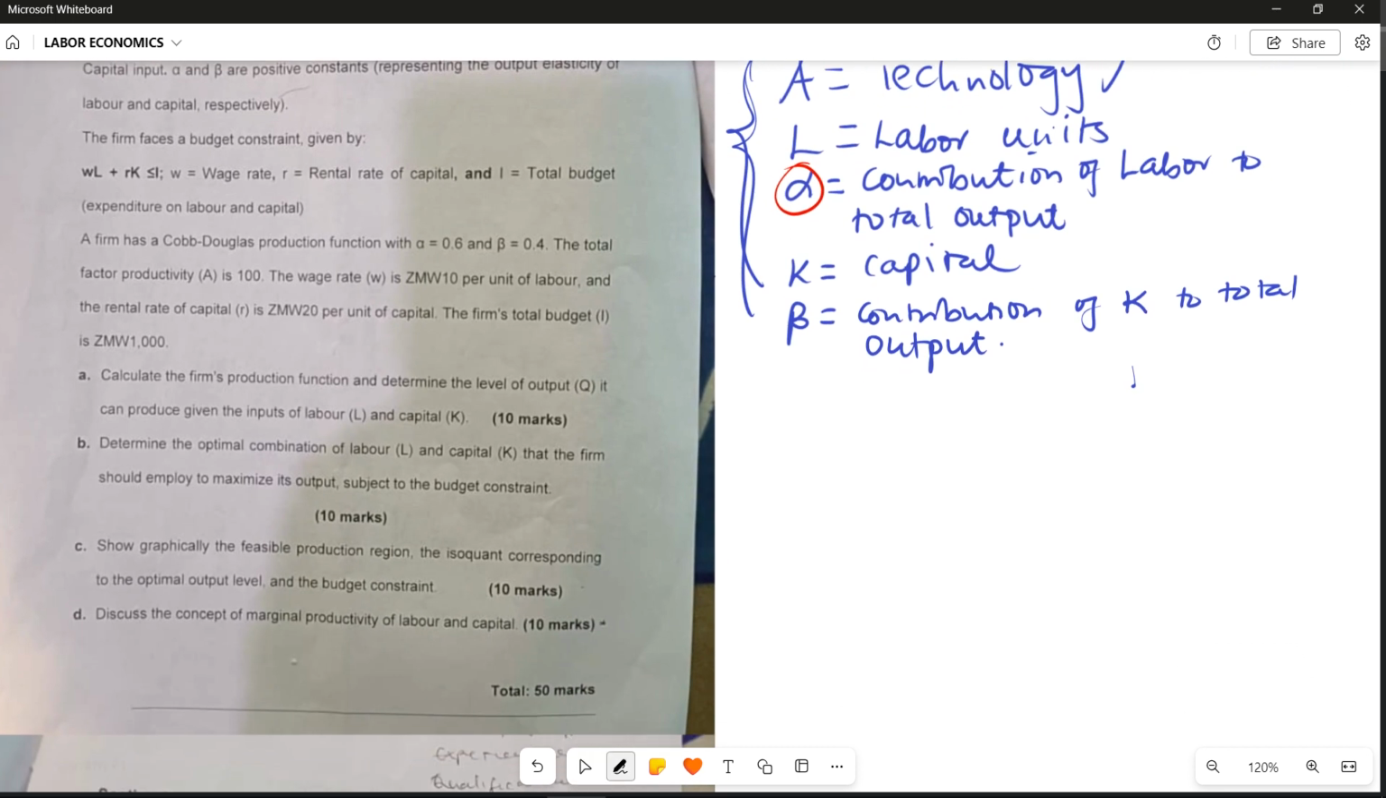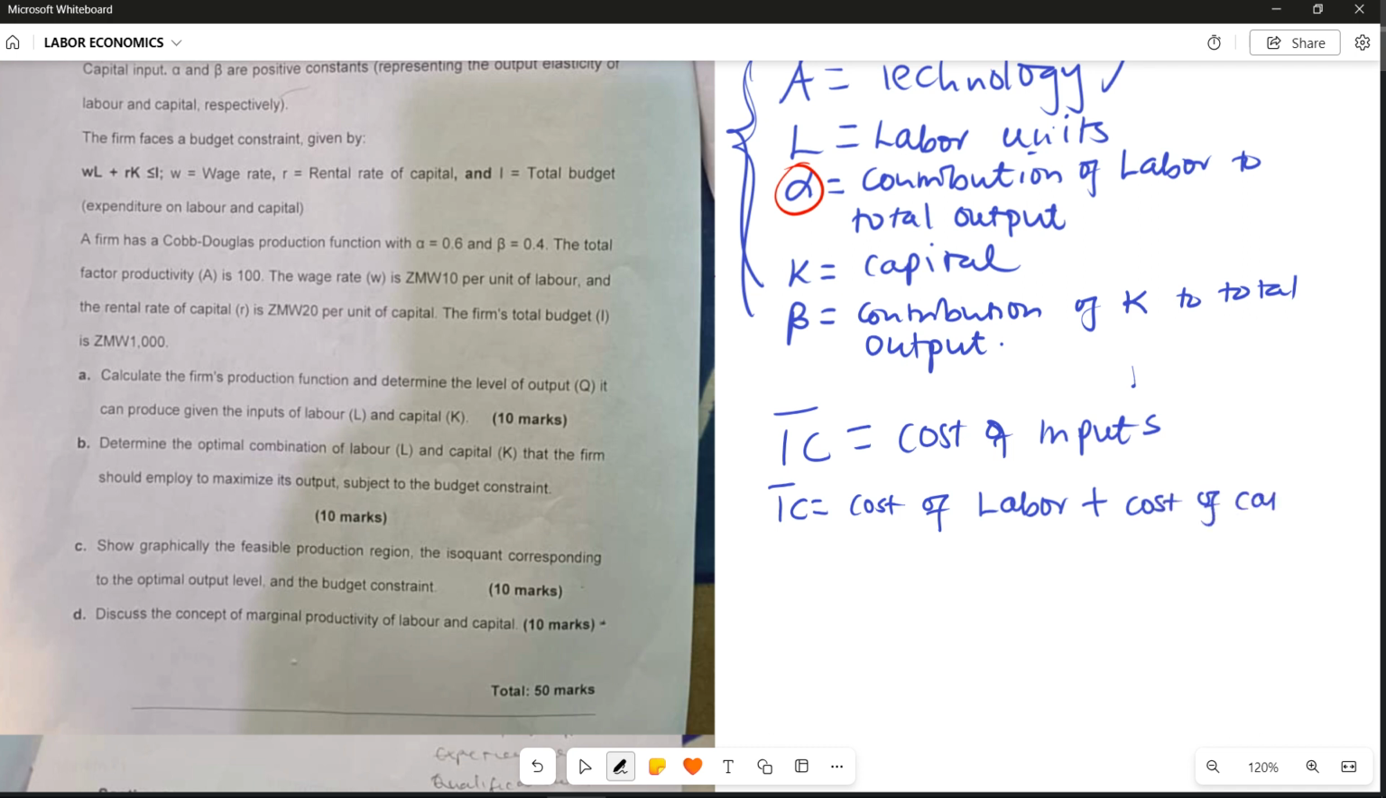Yeah? So therefore, the total cost comes from the cost of inputs. Okay? So the total cost is the cost of inputs, which is the cost of labor plus cost of capital. Okay, since in this case we only have two factors of production. So the total cost therefore comes from two. It's the cost of labor and the cost of capital. Putting them together, then you have your total cost.